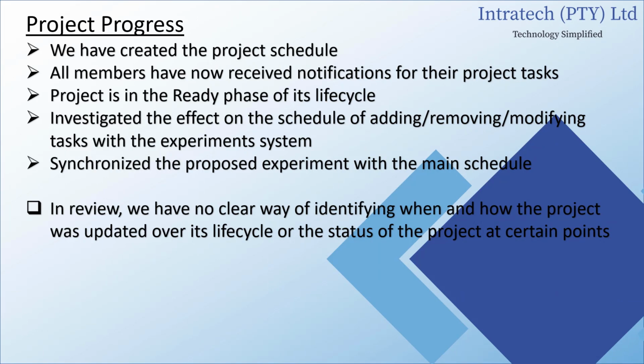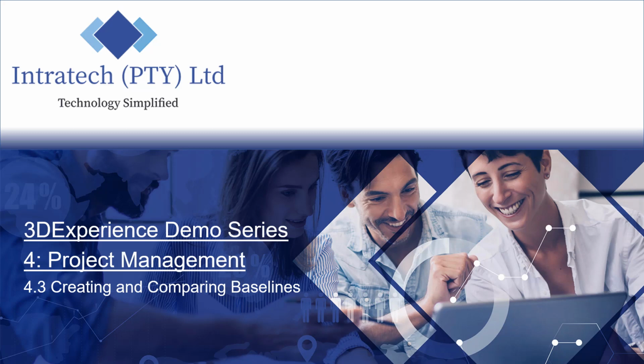By this point, we have created the project schedule, used experiments to test issue resolutions, and synchronized the main schedule with the accepted experiment modifications. But we have no clear way of identifying when and how the project was updated over its life cycle, or the status of the project at certain points. This takes us onto baselines, which will be detailed in the next video.